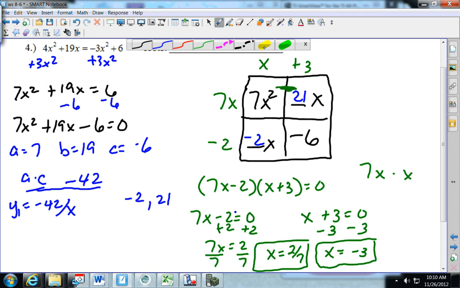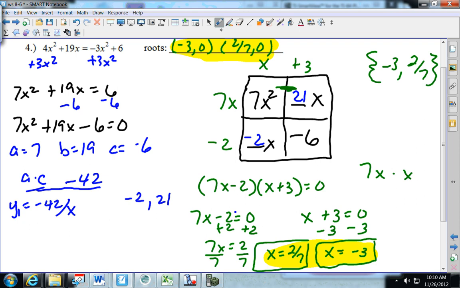So, one of the ways you can write your solution is this right here. Another way is negative 3, 0, and 2/7, 0. That's another way. I want to make sure you know that it could be in set notation where it says negative 3, comma, 2/7. That means the same thing as well. That's telling you that these are your two solutions. Okay, I want you to be able to identify that.